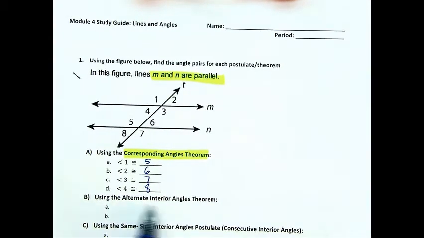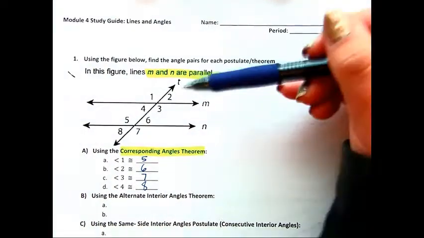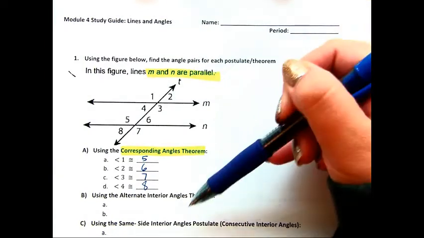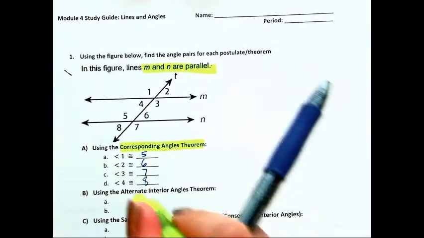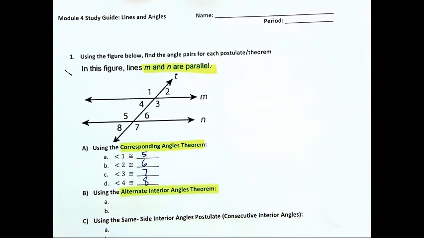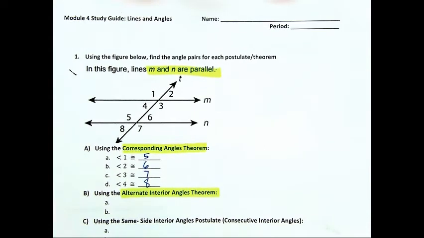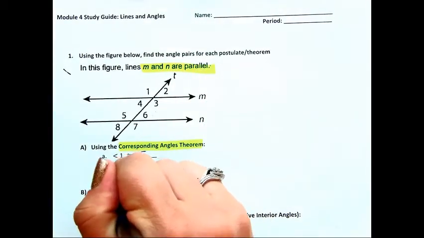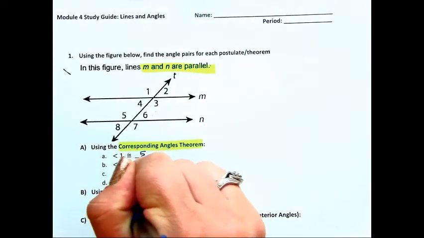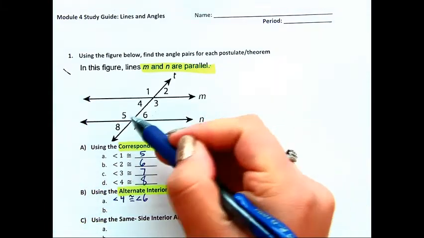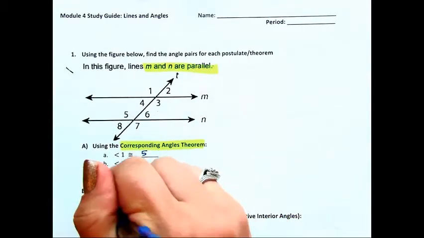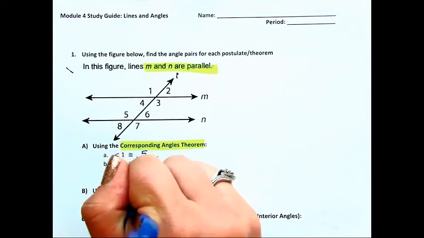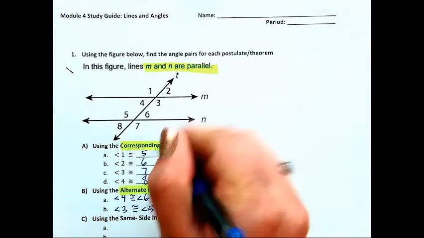Part B, using the alternate interior angles theorem. Again, because M and N are parallel, the alternate interior angles theorem states that alternate interior angles will also be congruent to each other. So 4 and 6 are alternate interior, so angle 4 will be congruent to angle 6, and 3 and 5 are also alternate interior angles, so angle 3 will also be congruent to angle 5.